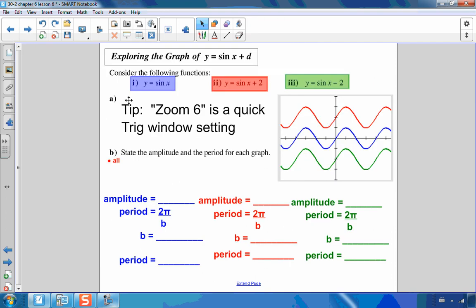Let's look at the graphs here. We're going to explore the graph of sine x plus d. And again, remember that trick I showed you in the last video. Zoom 6 is a quick way to do a trig window setting.